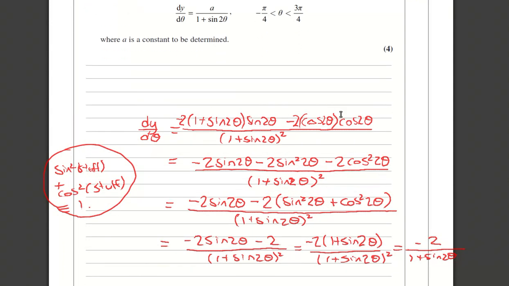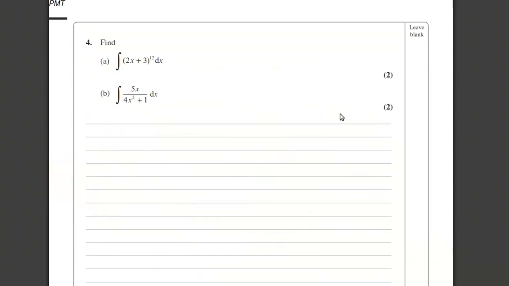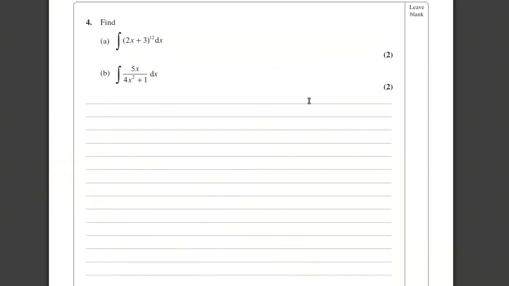Okay, should we scroll down and do the next question? I think we should. Let me get rid of that. I think I've finally worked out how to get rid of it. There we go. Let's do number 4 as well. Let's just go straight into it. Okay, so what have we got here? A little bit of integration, I love a bit of integration.